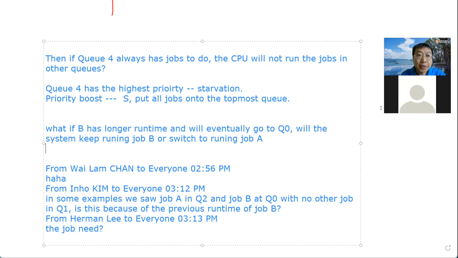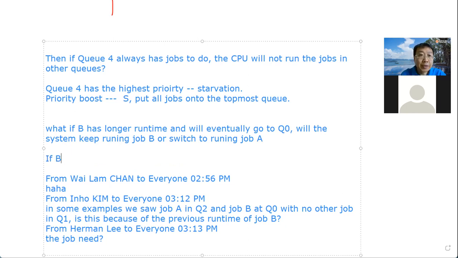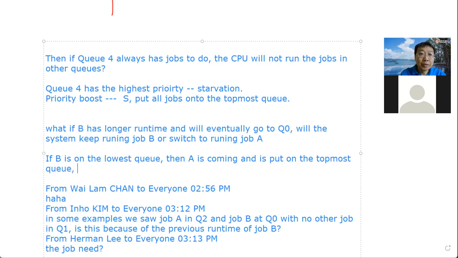So if B is on the lowest queue, suppose, and then A is coming and is put on the topmost queue, then it will be scheduled. Right. So maybe I didn't understand your question, but generally speaking, yeah.